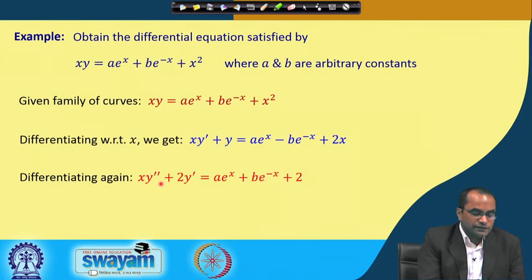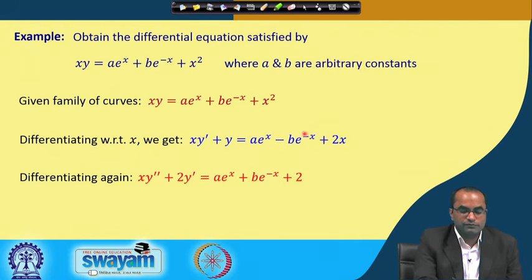So, if we differentiate once again, what we will get out of this is x y double prime, and we will get just y prime. Here also we will get y prime. So, that is 2 y prime, and here a e power x will remain as it is. Here the minus minus will become plus. So, we have plus b e power minus x, and then we have this 2 there.